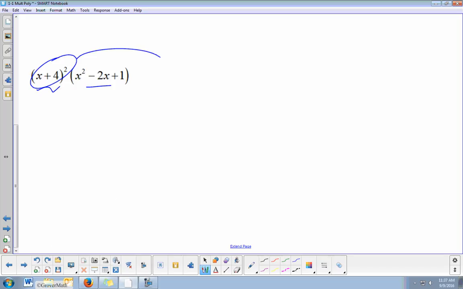So if we just take the x plus 4 squared piece, let's multiply that out. And the shortcut there is I'm going to square the first term. The middle comes from times each other doubled. So times each other is 4x, double it to 8x. And then squaring the back is 16.